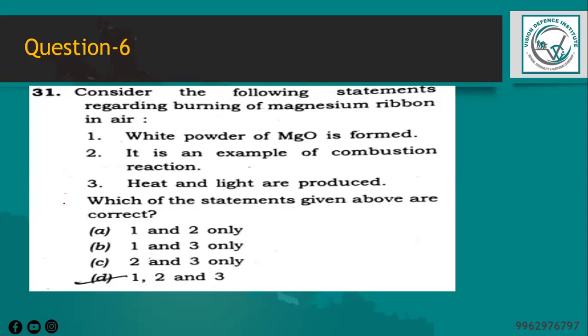Consider the following statements regarding burning of magnesium ribbon in air. Generally we know that when magnesium ribbon is burnt in air, it undergoes a combustion reaction, right? So a combustion reaction is taking place here. It combines with oxygen to form magnesium oxide, that is MgO. So a white powder-like appearance will be seen over here. This reaction will be producing heat and light, right? Now it is an exothermic reaction.